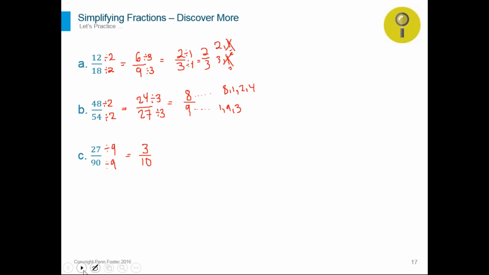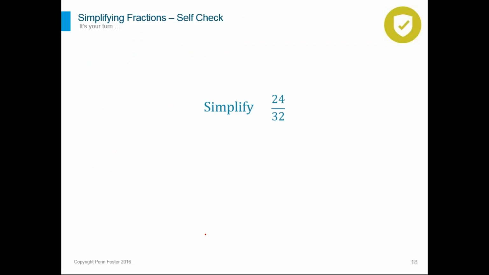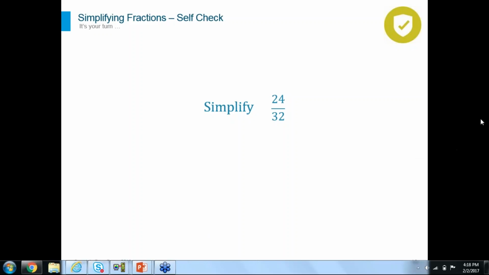Okay, let's move on to a self-check question. Simplify 24 over 32. So I'm going to leave you think about that and find the answer. Here you go.